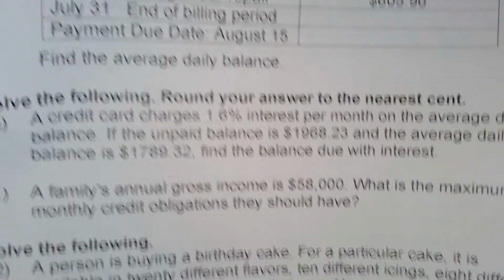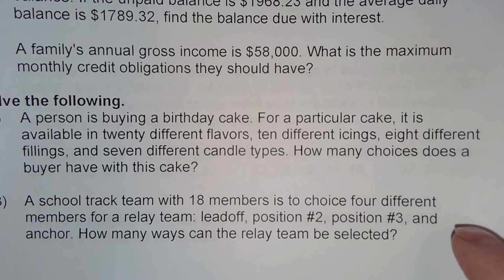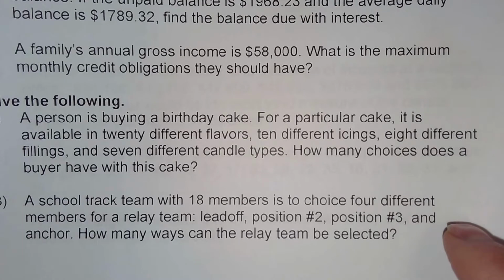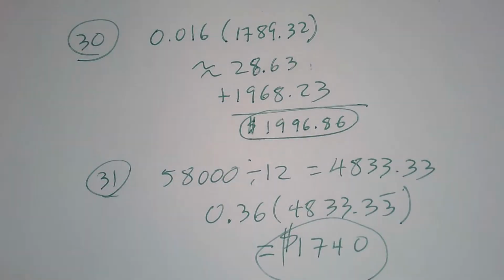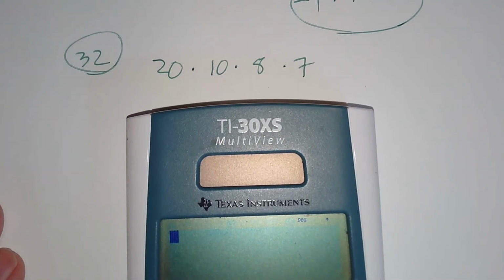Let's look at problem number 32. A person is buying a birthday cake. For a particular cake, it is available in 20 different flavors, 10 different icings, 8 different fillings, and 7 different candle types. How many choices does the buyer have with this cake? So this is just a straight out multiplication problem. We're going to take the 20 different flavors times the 10 different icings times the 8 different fillings times the 7 different candle types.